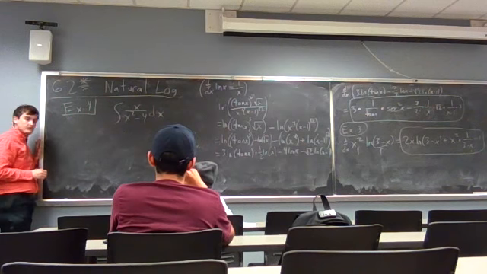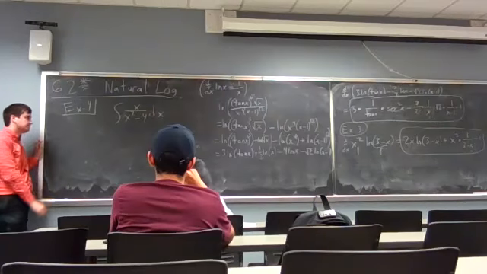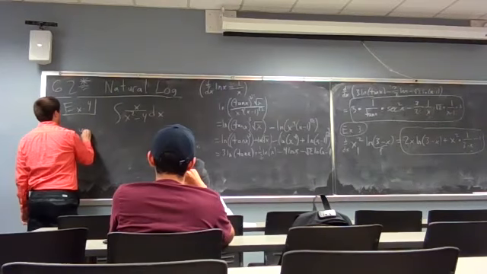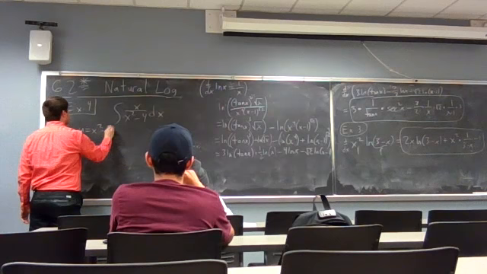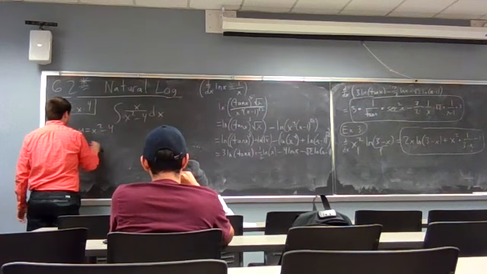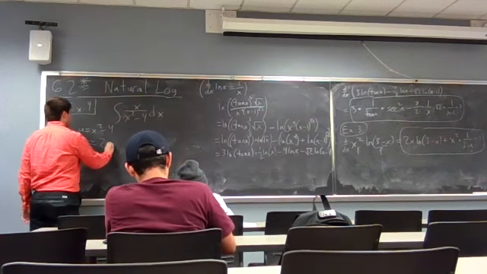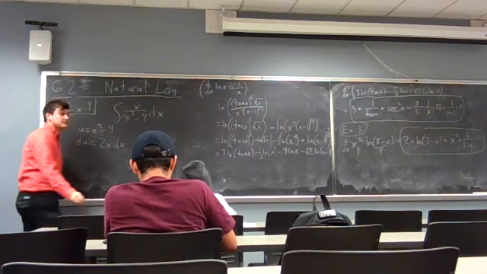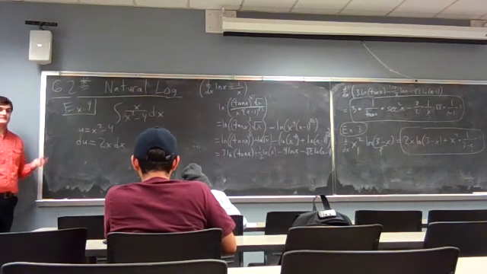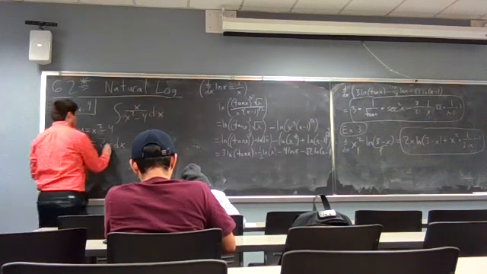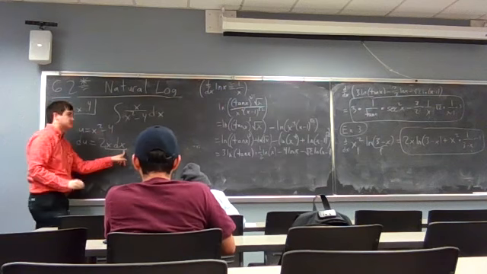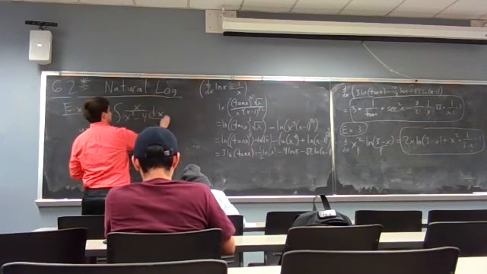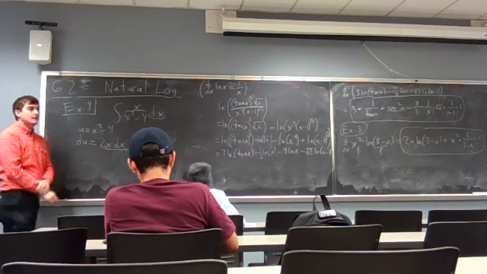Use substitution? Yeah, let's try u-substitution. What would u be? x squared minus 4. U-sub works absolutely, and that's because, look, we have an x dx here, and we have an x dx here. Fantastic.